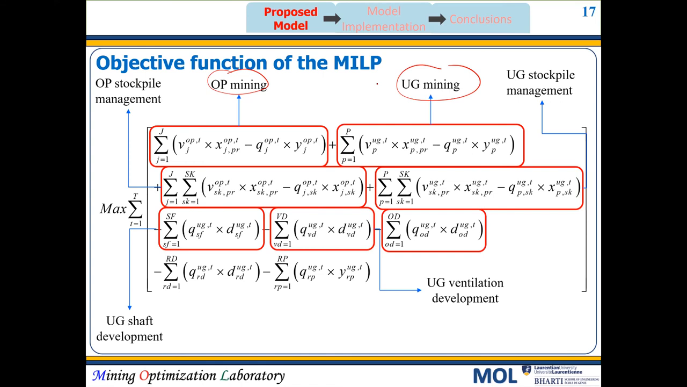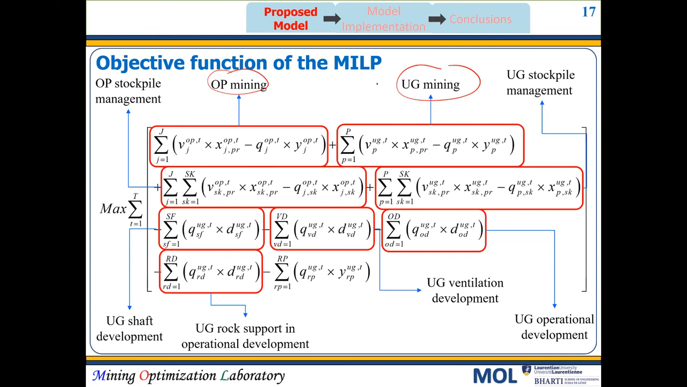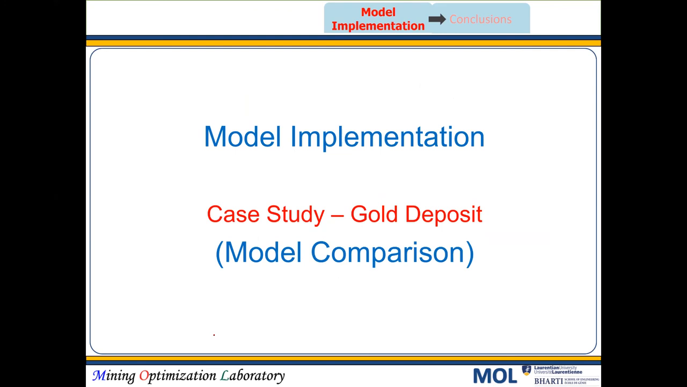And then the last part of the objective function is to manage your rock support for the underground operation, in both the stopes and the operational development. So you have various components or parts of the objective function, and through the optimization, you try to evaluate each block, whether it should belong to open pit mining or underground mining, subject to the various constraints that are supposed to be managed through the optimization process. So that is basically some basics on the model.